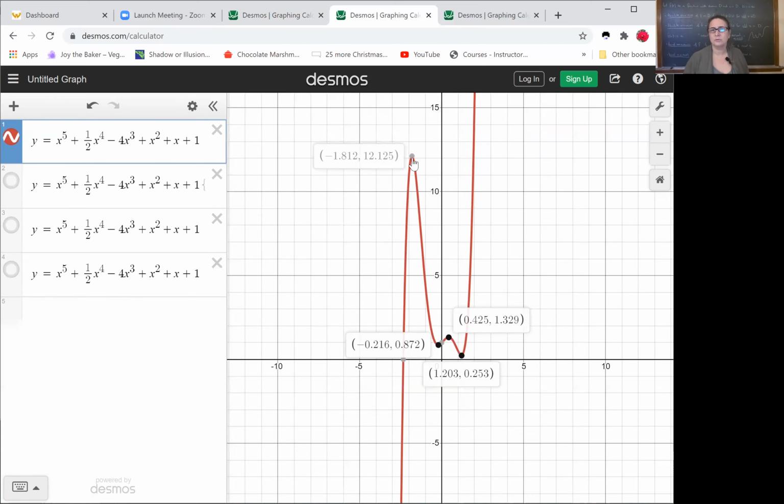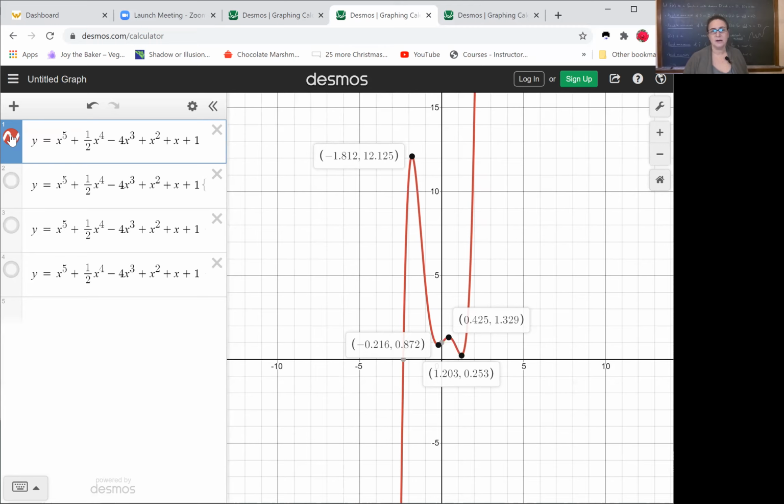One thing I want to make sure of: the absolute maxes then are this 12.125 and this 1.3929, and the absolute min is, I'm sorry, I meant local. So these are local maxes and local mins. The local min here is 0.872 and this local min is 0.253. When we're talking about the value of the max and the min, it's the y value, and we say it happens at the point, whatever the x value is.